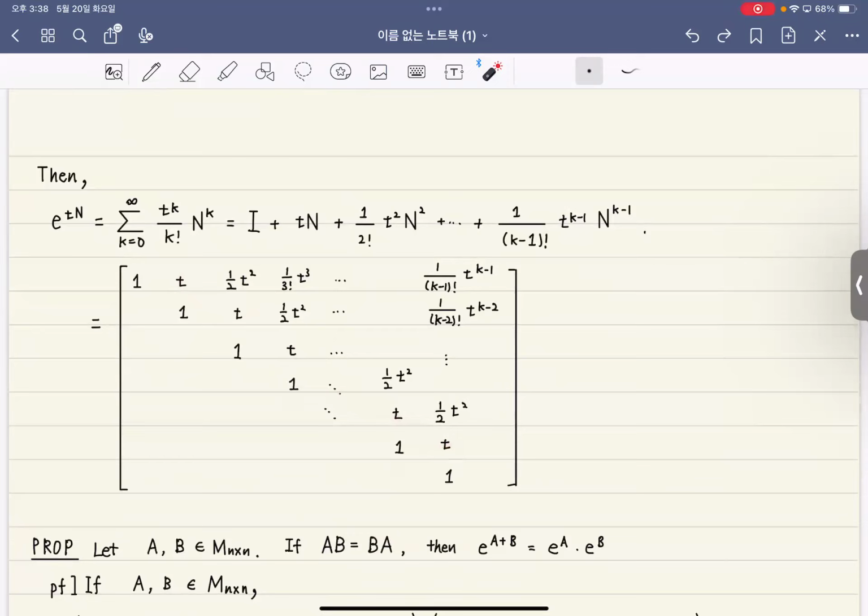And 1 over 2 factorial times t squared times n squared. So this term is going to contribute these entries, 1 over 2 times t squared over here. And finally, this last guy will contribute to this last entry on the top right corner. Okay. So this is the matrix exponential of the very special matrix n.